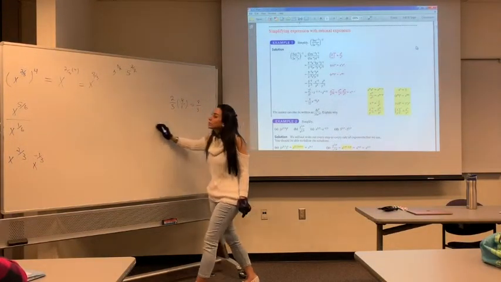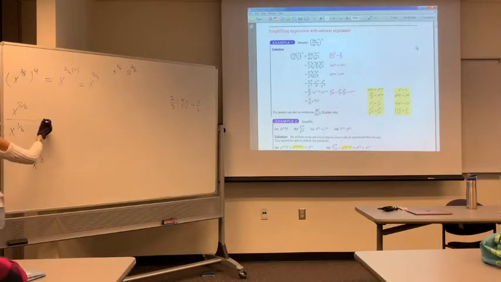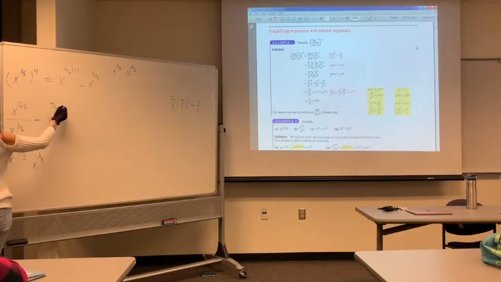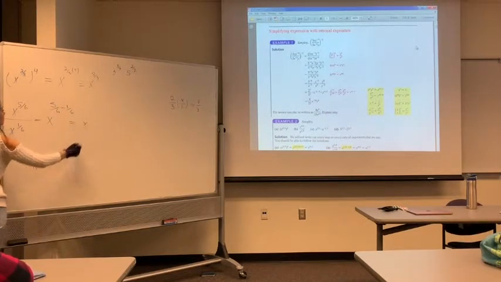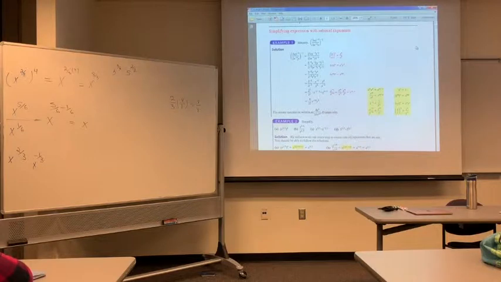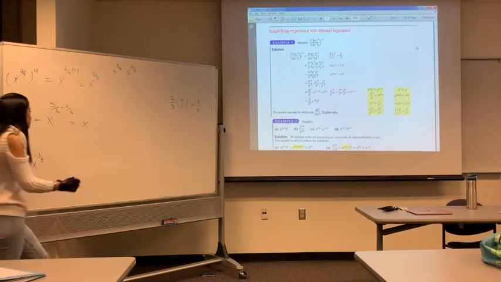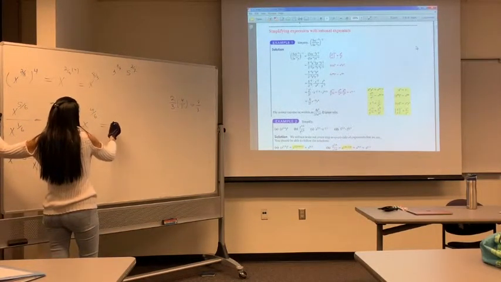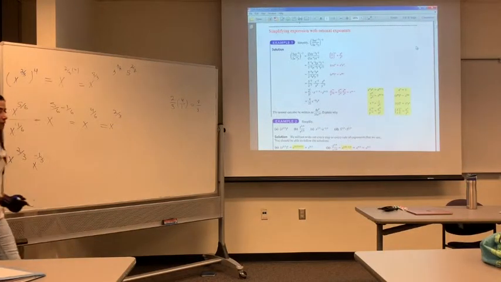Okay, so this one. The bases are the same, so subtract the powers. It'll be x to the 2 over 3. Oh, okay, 4 over 6 after simplifying will be 2 over 3, exactly. Wait a minute, hold on. 5 over 6 minus 1 over 6 is 4 over 6. And then you simplify to 2 over 3. Correct?